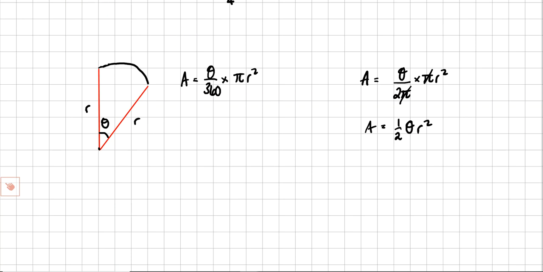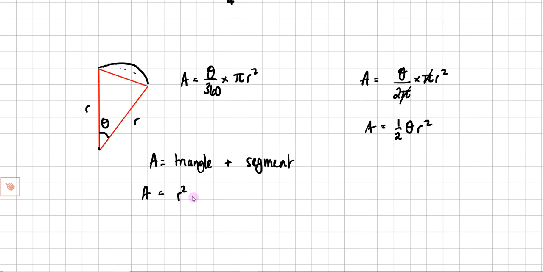Because we've also got a triangle. And is it possible to work out the area of that triangle? So what's the area of that triangle now? So we've got the area of the triangle plus the area of the segment, this being a segment rather than a sector. Okay. So what would the area of the triangle be?